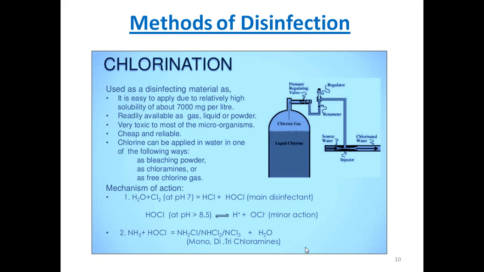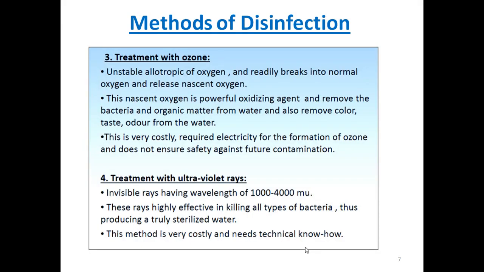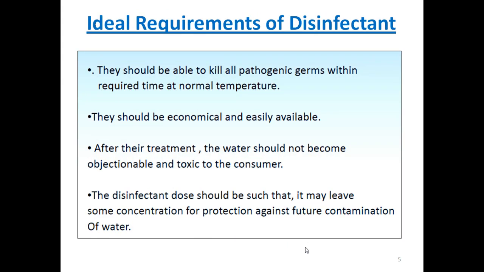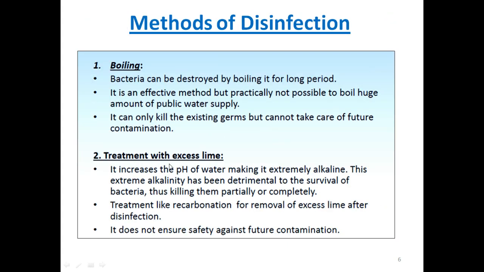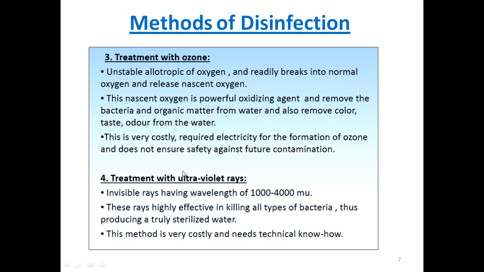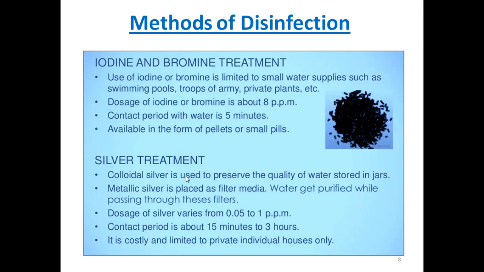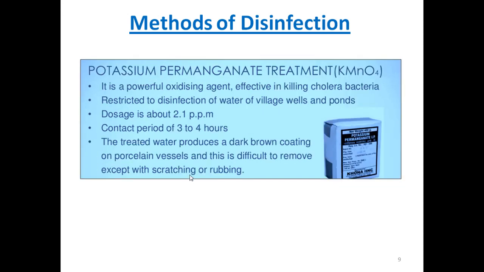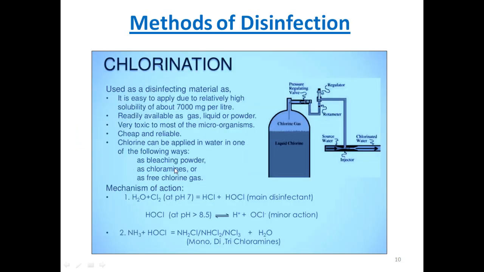In the earlier lectures we saw various methods of disinfection. They were boiling, treatment with excess lime, treatment with ozone, treatment with ultraviolet rays, iodine and bromine treatment, silver treatment, potassium permanganate treatment, and chlorination. Chlorination also we had a brief idea. Now we will be discussing chlorination in detail.